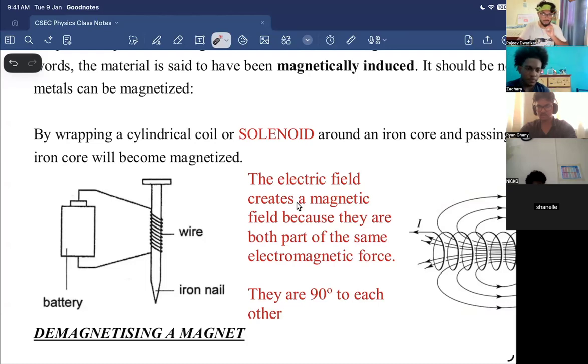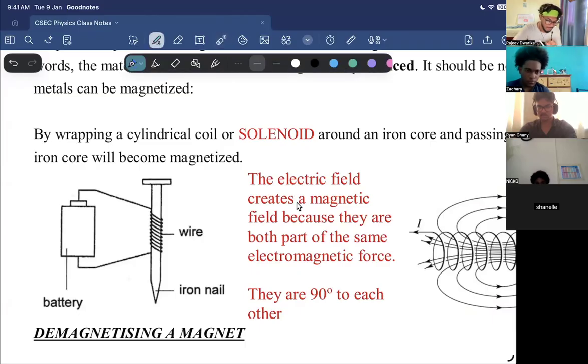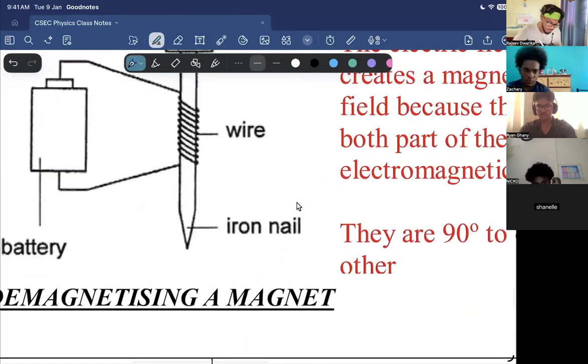Yes, sir. So Nikolai, you would say that the iron nail has a very high what? Permeability. High magnetic permeability. And what do I mean in English?